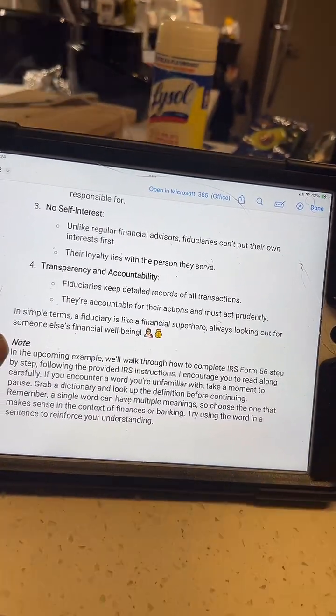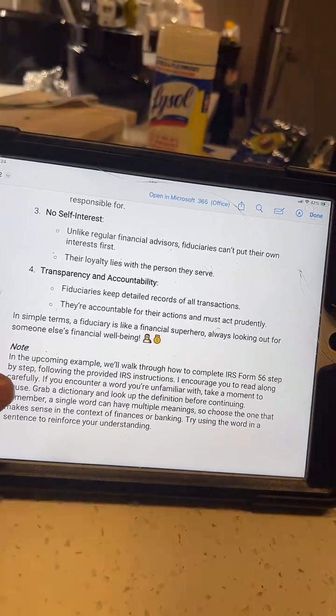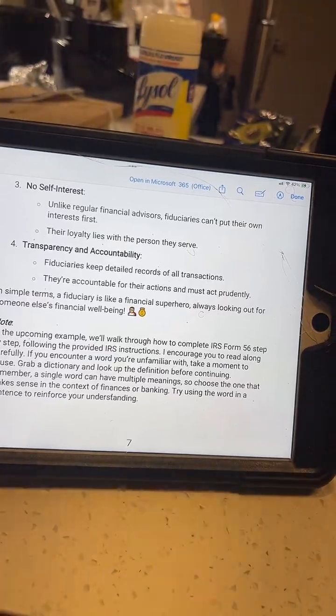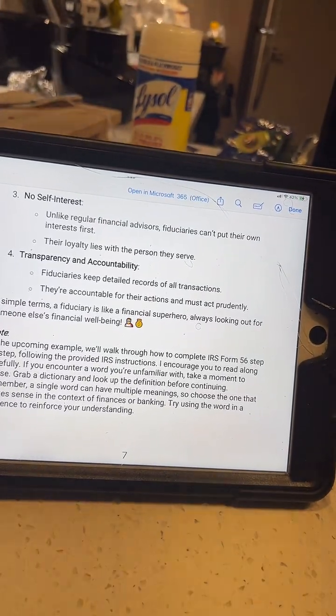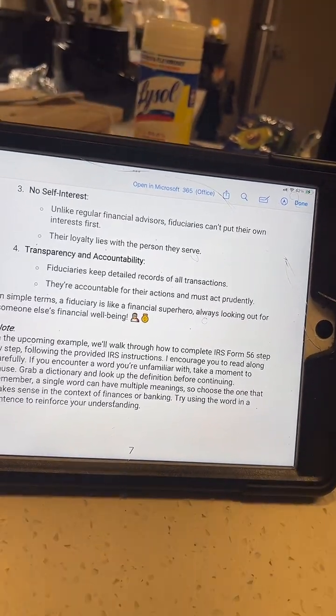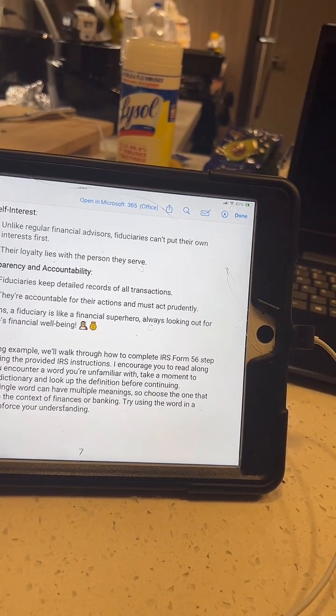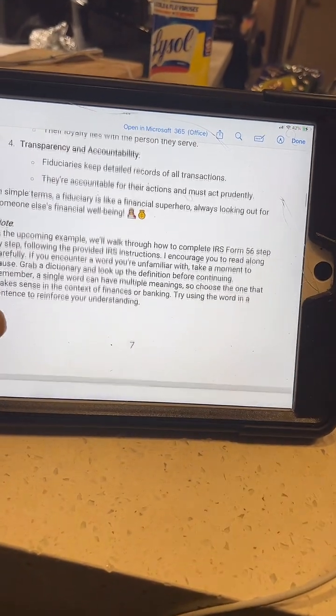Transparency and accountability. Fiduciaries keep detailed records of all transactions. They're accountable for their actions and must act prudently. In simple terms, a fiduciary is like a financial superhero, always looking out for someone else's financial well-being.